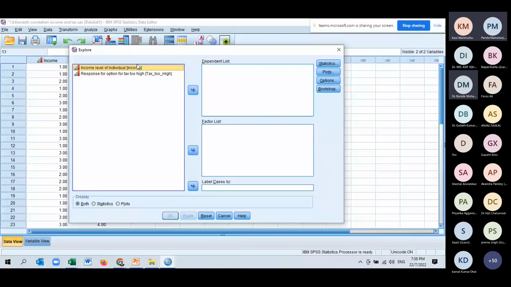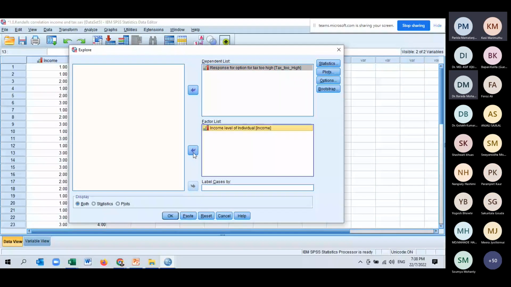Do you have this window? So taxation, you put it in the dependent, and income in the factor. Yes, sir. Wherein you could see the plot.